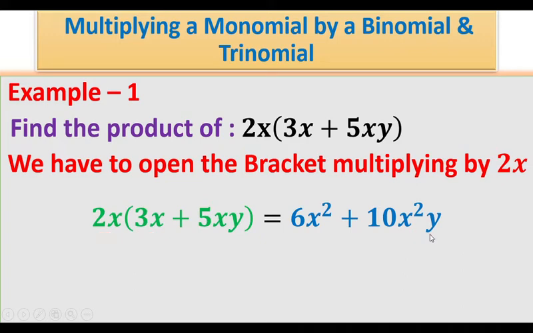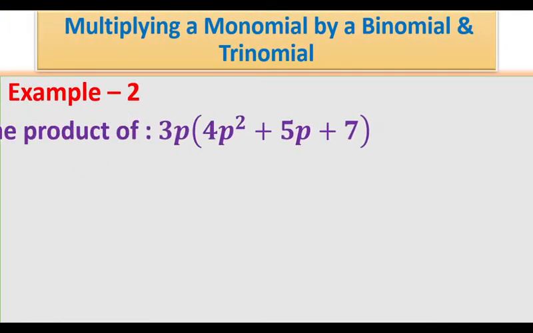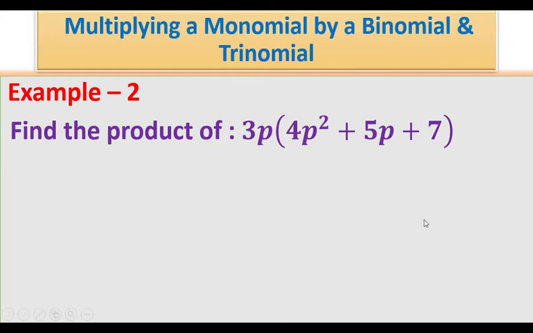Now let's see another example. Example number 2. Find the product of 3p into 4p squared plus 5p plus 7. Here also we'll follow the same process. That is, the bracket will be opened, multiplying 4p squared by 3p, again 5p by 3p, 7 by 3p. So let's see how it is done.